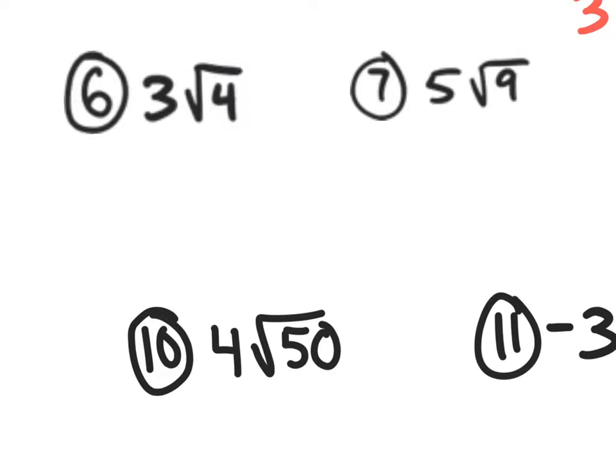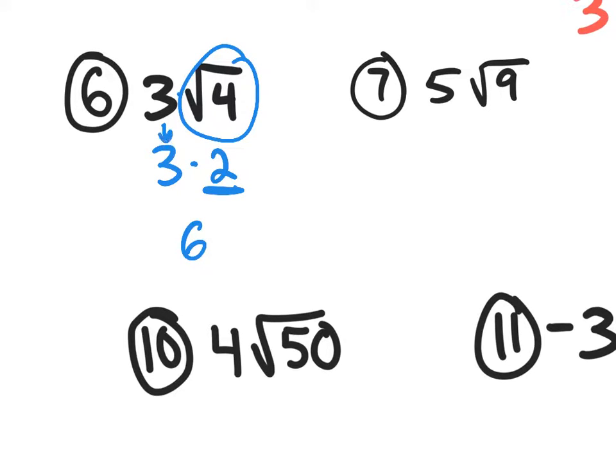Jumping to number 6. 6 is pretty easy. It does have a 3 on the outside being multiplied by the square root of 4. So you really have 3 times 2. Okay, 3 times 2, and that's really just 6. Again, the square root of 4 is 2. The 3 just came down, and then 3 times 2 is your final answer, 6. No more square root, of course.